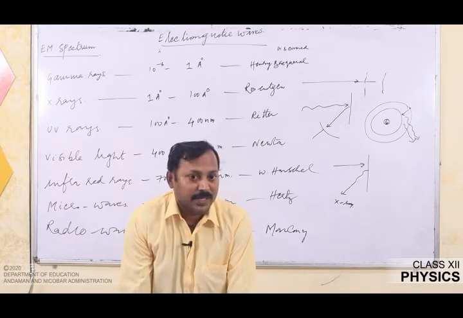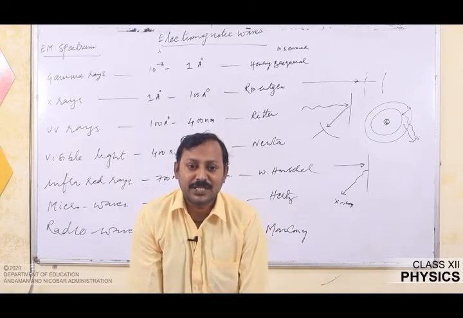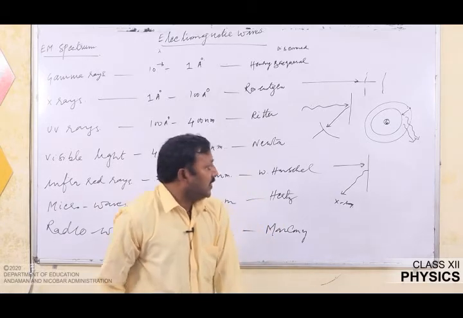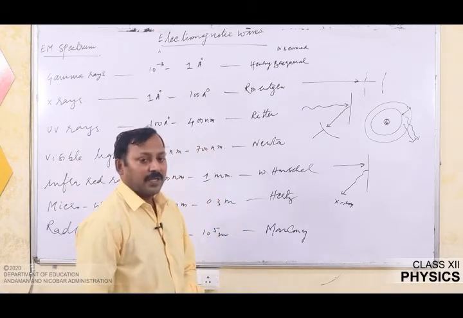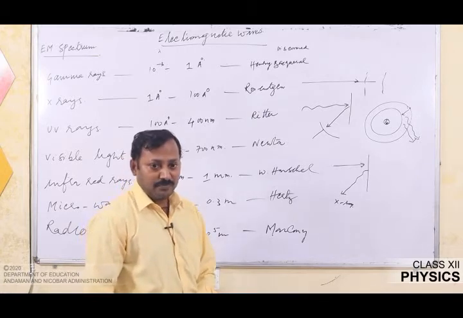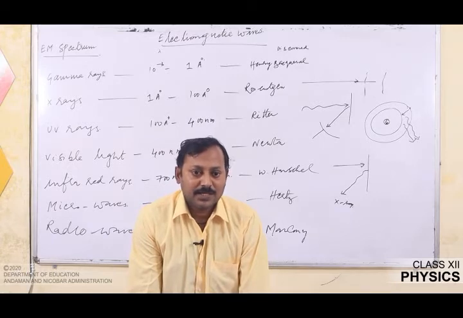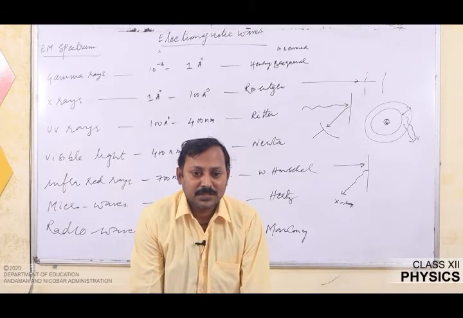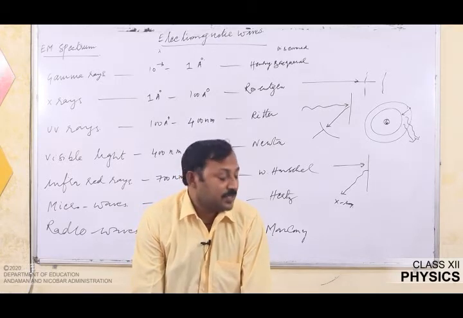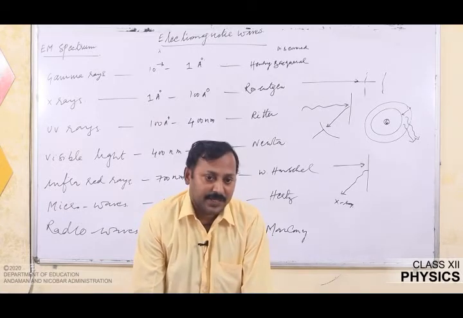The properties of visible light are that it affects the photographic plate and it gives the sensation of vision. It travels with the speed of light. It shows the properties of reflection, refraction, diffraction, interference and polarization. Now we will see the uses of visible light. As I told you, it gives the sensation of vision, and we are able to see objects only in the presence of visible light. The eye is one of the organs which can detect visible light.